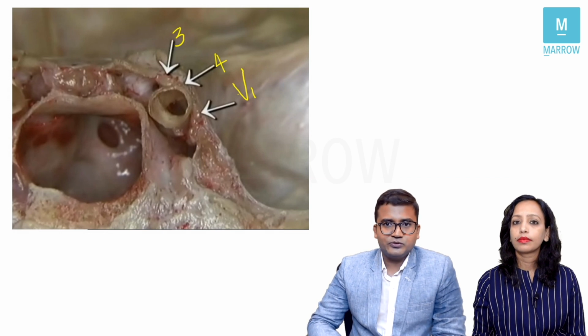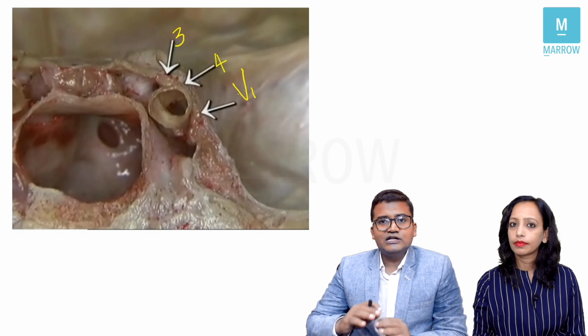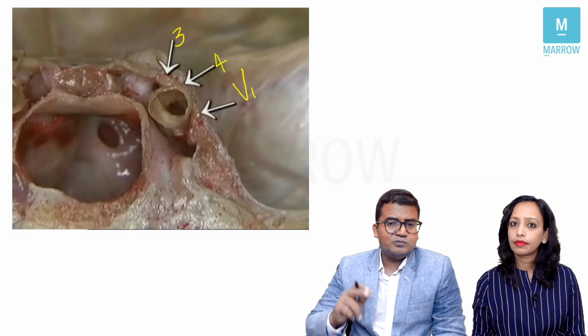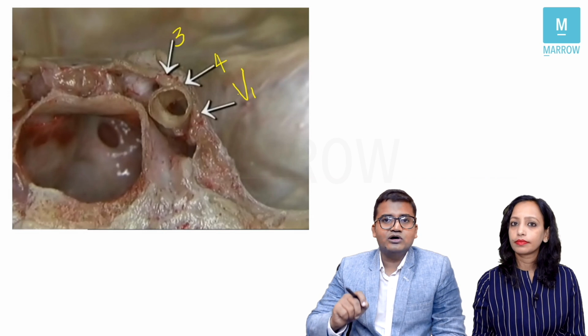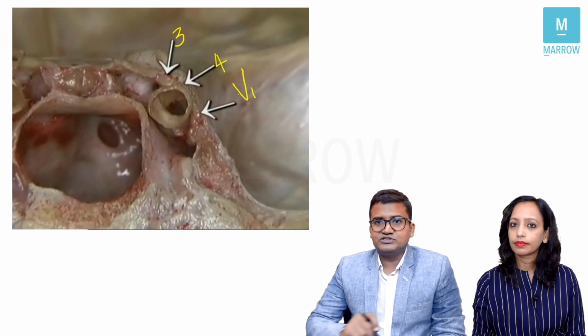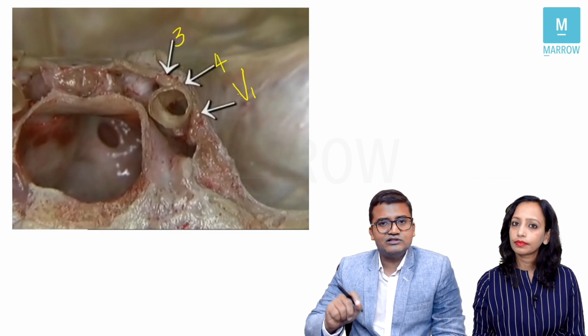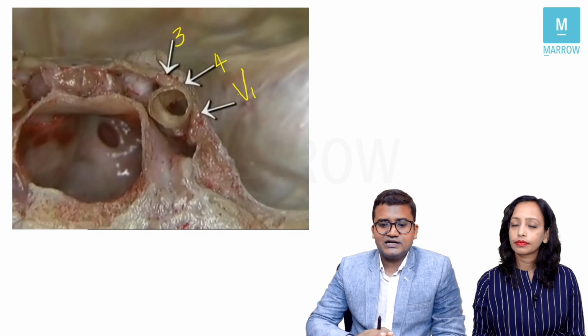Now, I have one question for you. Third nerve, fourth nerve, sixth nerve, and the ophthalmic nerve are related to the cavernous sinus. Now they are also passing through one more structure. What is that? Yes, very good. That is the superior orbital fissure. So through the superior orbital fissure, again the third nerve, fourth nerve, sixth nerve, and the ophthalmic nerve will be passing. So the same structures are related to the cavernous sinus.